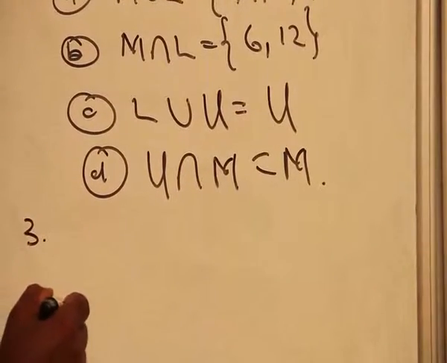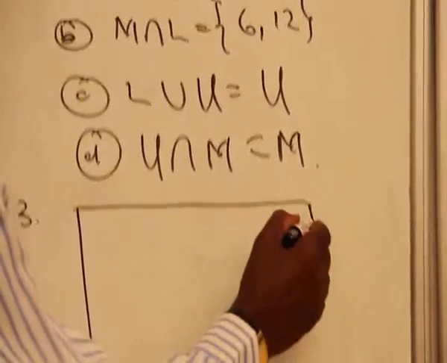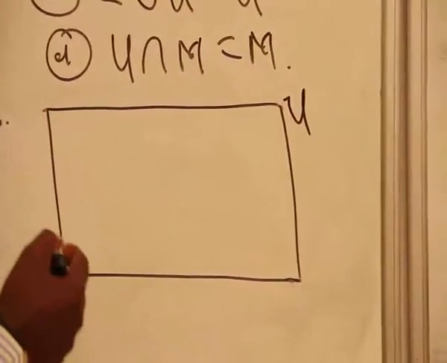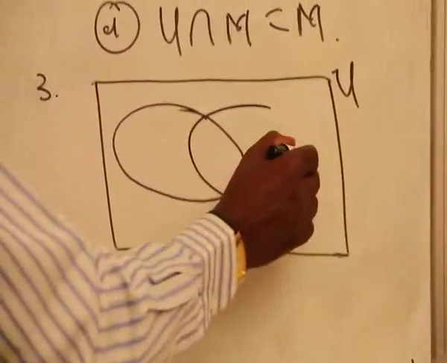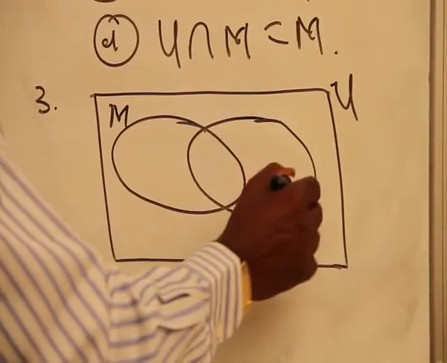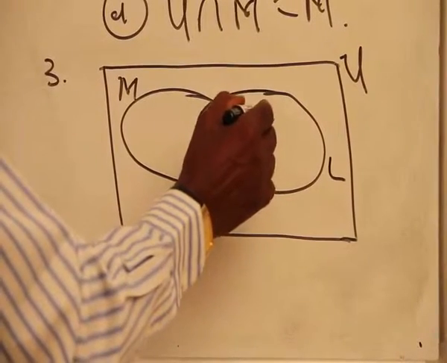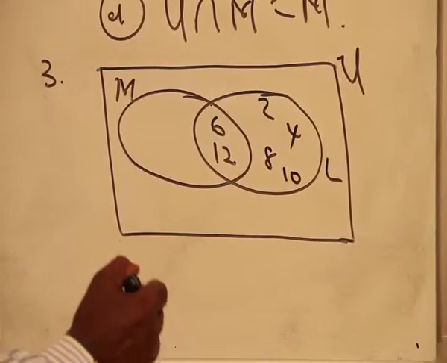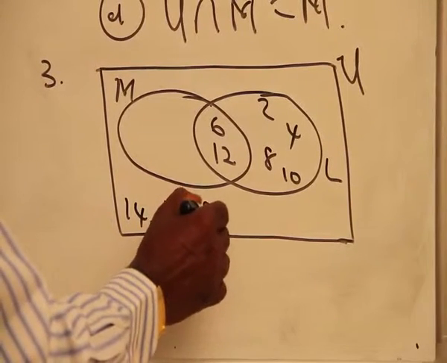Answer to number 3, the Venn diagram. This represents the universal set, and then we have these two interwoven sets, set M and set L. The intersection is 6, 12, followed by 2, 4, 8, and 10, and then we have 14, 16, 18, and 20.